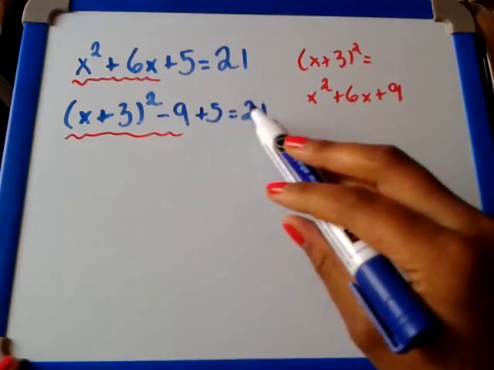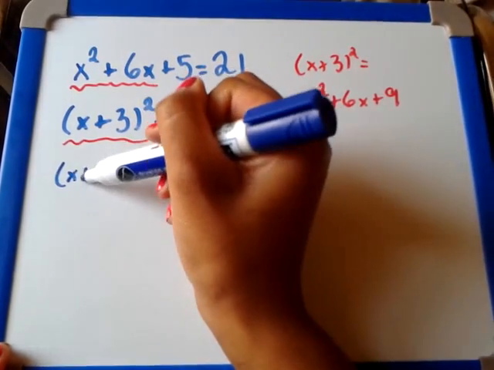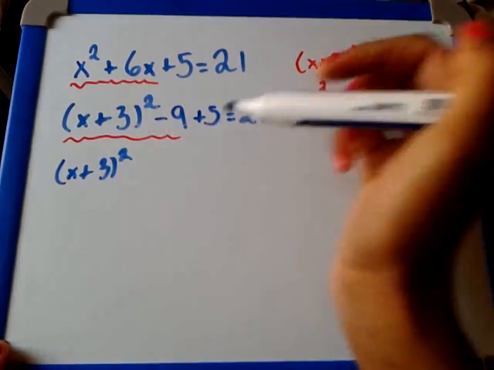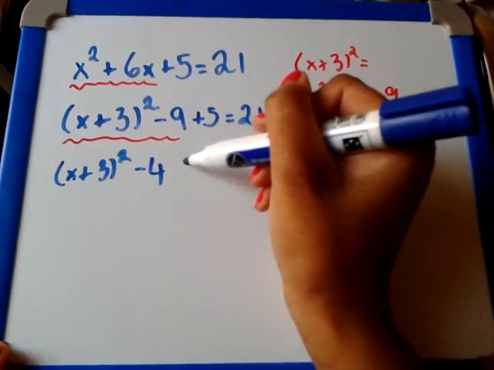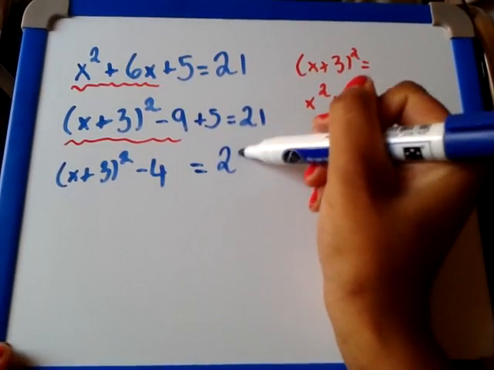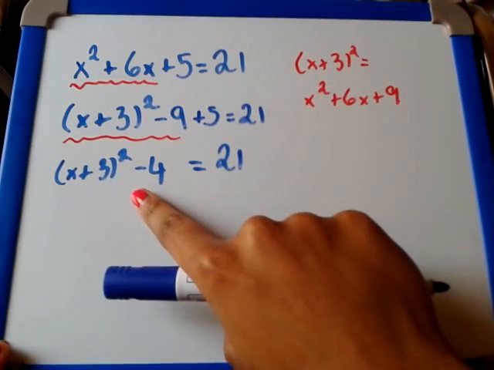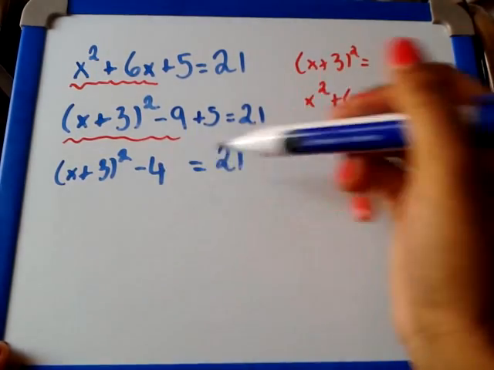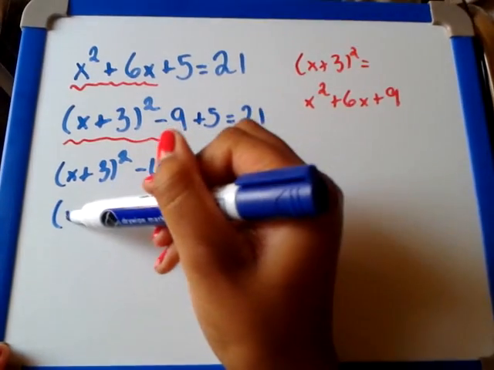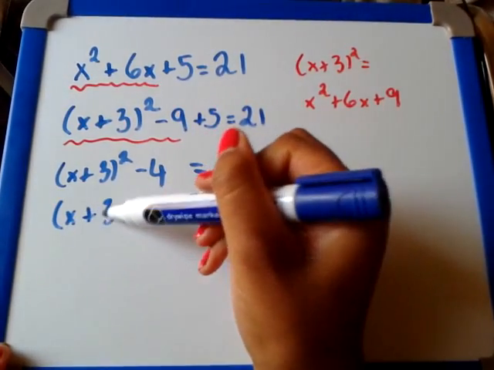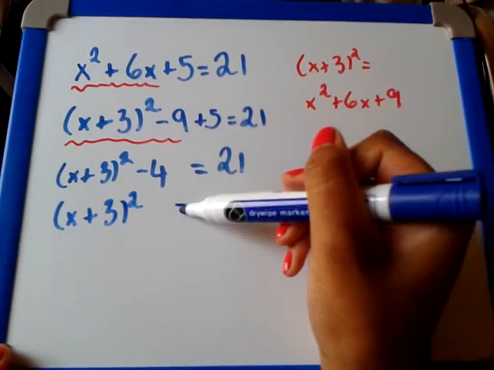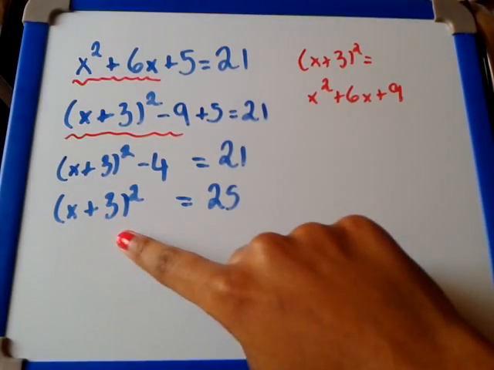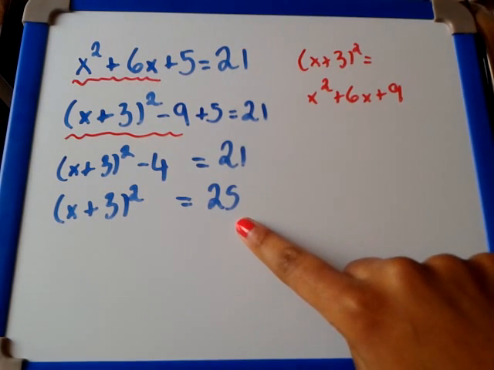Now we're going to evaluate what we have. Minus 9 plus 5 is equal to minus 4, and that equals 21. Next, we carry the minus 4 over to this side. To do this, we just add 4 to both sides of the equation, because remember, whatever you do to one side of the equation, you have to do to the other side as well. So now we get x plus 3 squared is equal to 25.